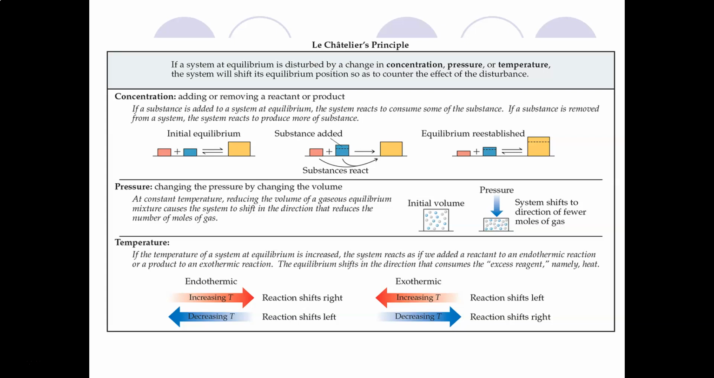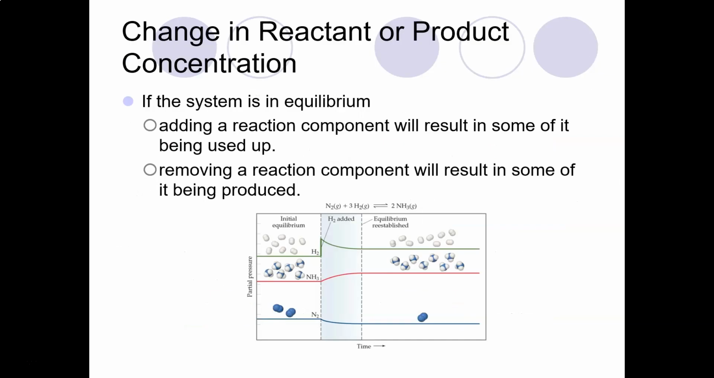So things that can change are concentration, pressure, temperature, and then our last one is the addition of a catalyst, which we talked about in chapter 14. Okay, so let's start with changing the concentration, which means either pouring in a chemical, it could be pouring in a reactant or pouring in a product, or removing a chemical, removing a reactant or a product.